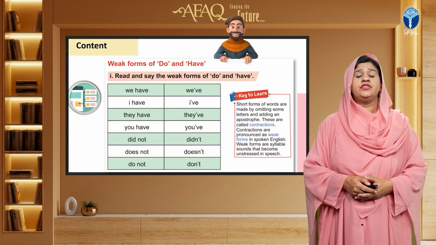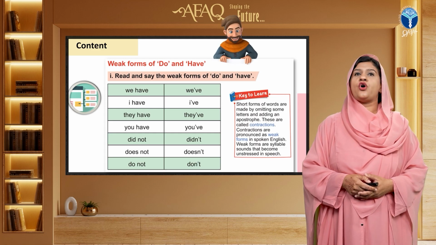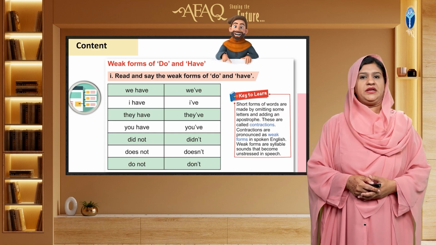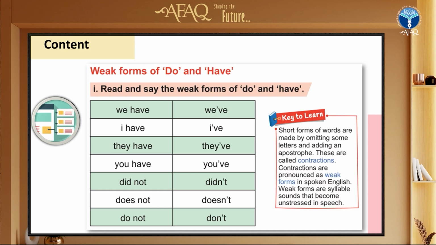Here we have the first topic, weak forms of do and have. What does it mean? Let's see the explanation. Short forms of words are made by omitting some letters and adding an apostrophe. So we make some words short. But how do we make some words short? We omit some letters and we add an apostrophe to that.